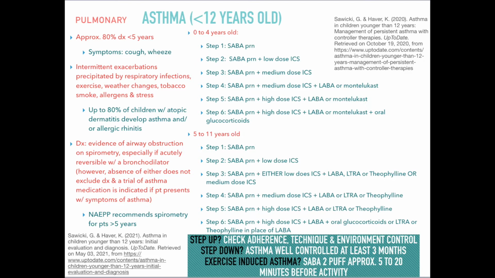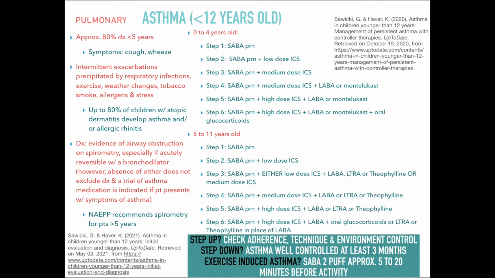A brief discussion here first on asthma, and this is in regards to children younger than 12 years. I actually did another discussion on COPD and asthma for 12 years and older, as they're treated the same, but this is in regards to 12 years and younger. Approximately 80% are diagnosed before age 5, and they present with symptoms like cough and wheeze. Intermittent exacerbations are precipitated by things like respiratory infections, exercise, weather changes, tobacco smoke, allergens, stress. And up to 80% of children with atopic dermatitis develop asthma or allergic rhinitis.